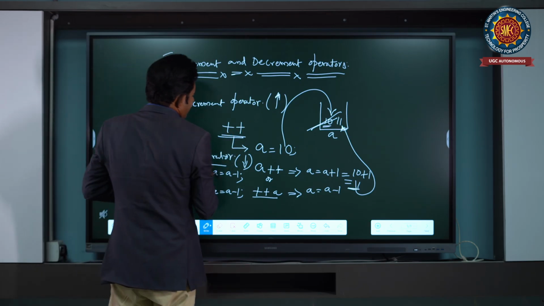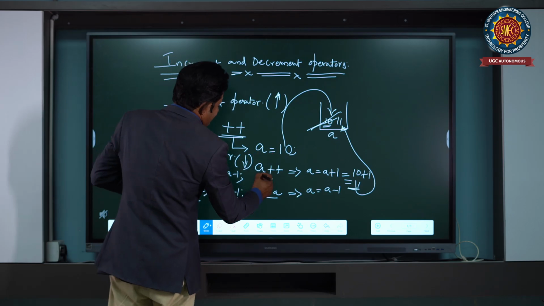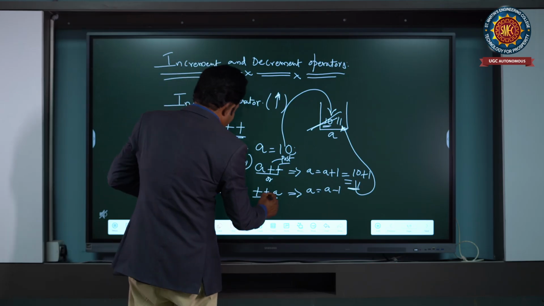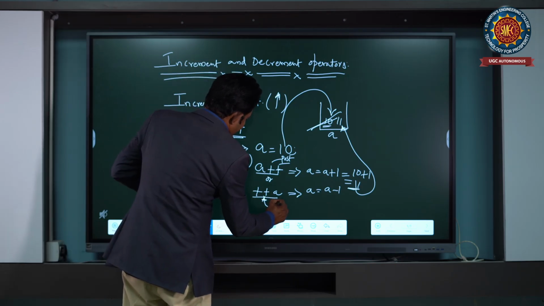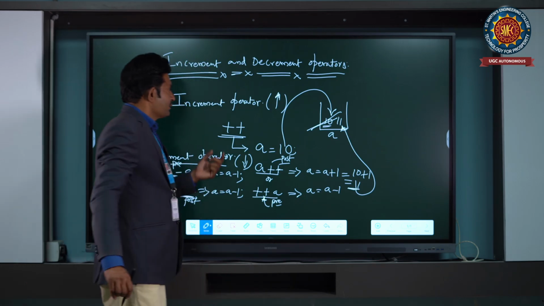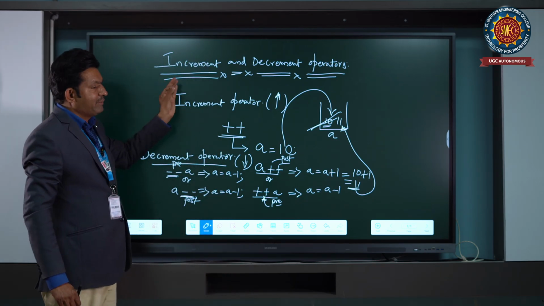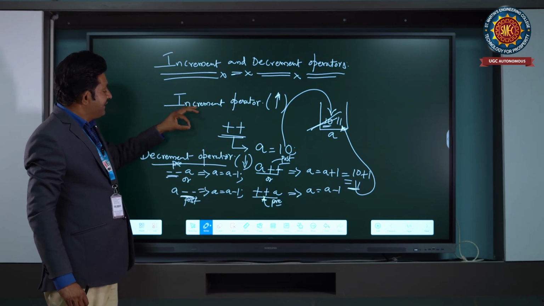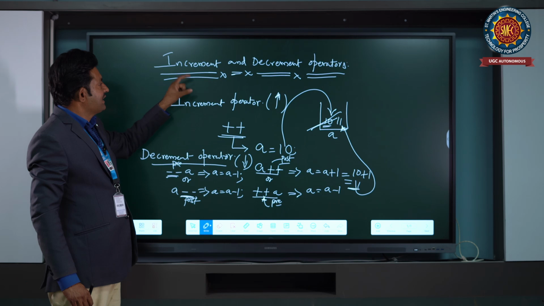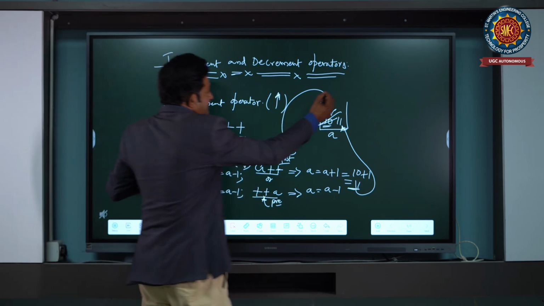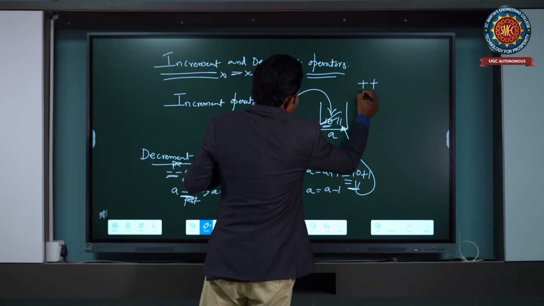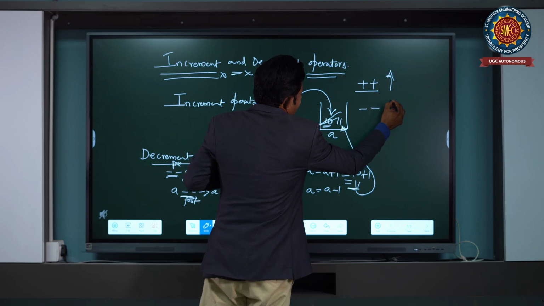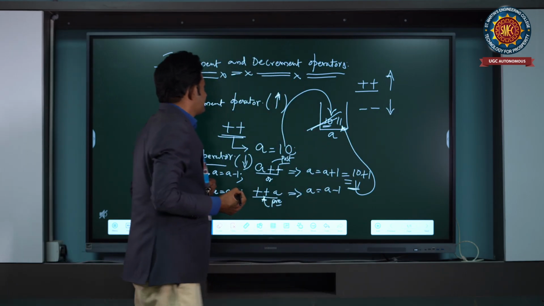In the increment, A plus plus is post-increment, and plus plus A means pre-increment. So the types of increment are pre-increment and post-increment, and the types of decrement are pre-decrement and post-decrement. These are the increment and decrement operators. Plus plus is the increment operator, and minus minus is the decrement operator.